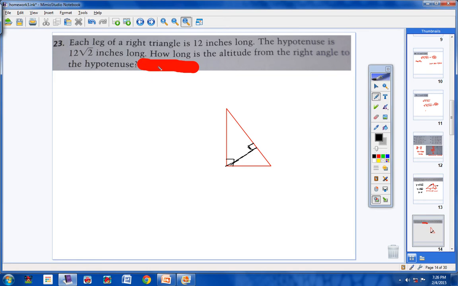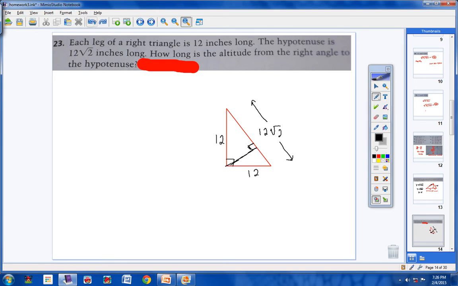Each leg of the right triangle is 12 inches long, okay? So, I didn't draw this to scale very well, but here's a leg. We're going to call this 12. Here's a leg. We're going to call this 12. And the entire length of the whole hypotenuse is 12 square root of 2, okay? From here all the way down to here. Alright, now, how long is the altitude from the right angle to the hypotenuse? Well, guys, here's the altitude from the right angle to the hypotenuse. So they want us to find that length.